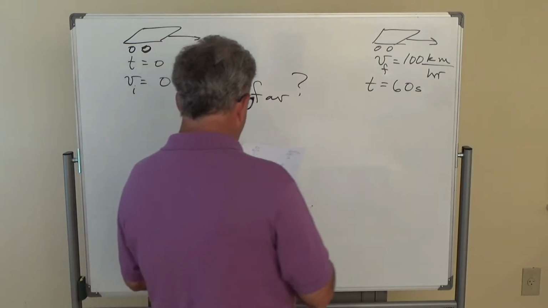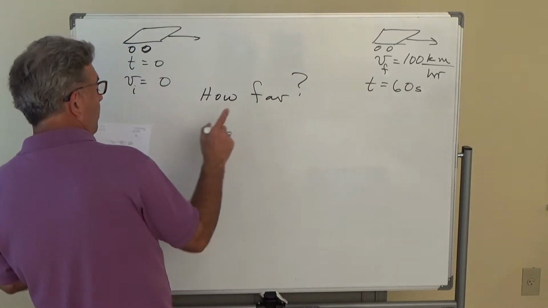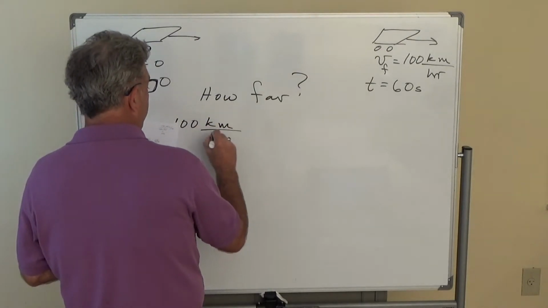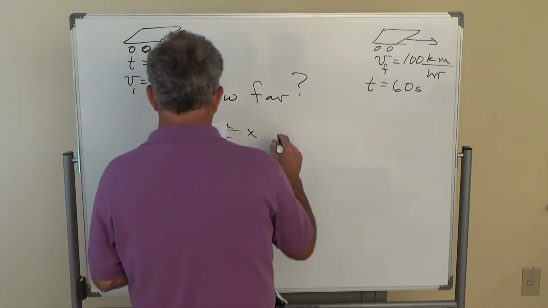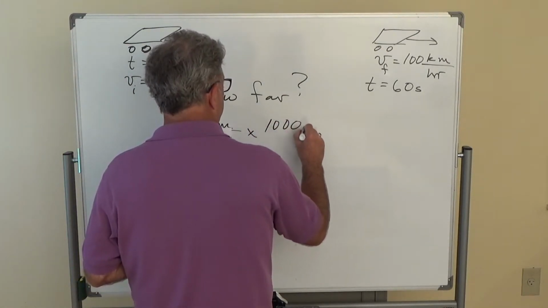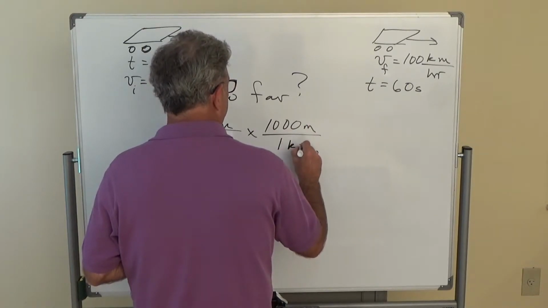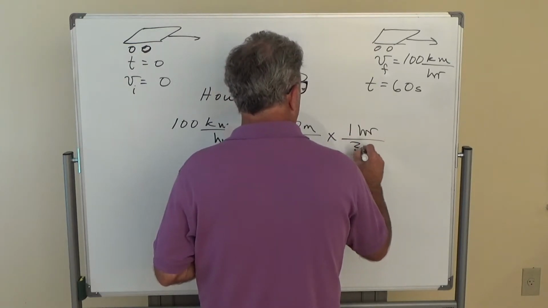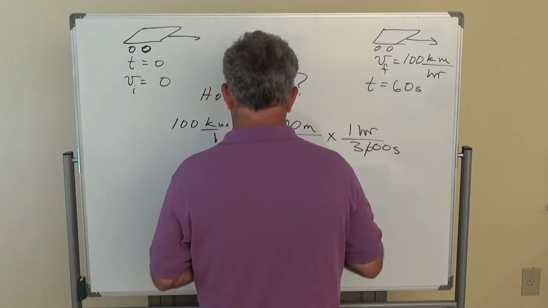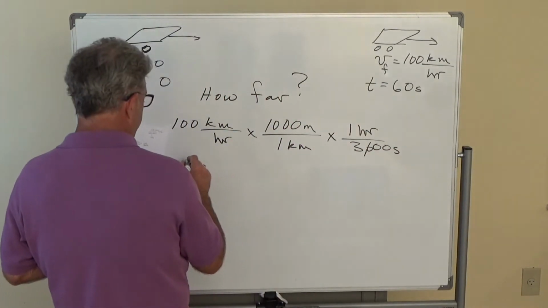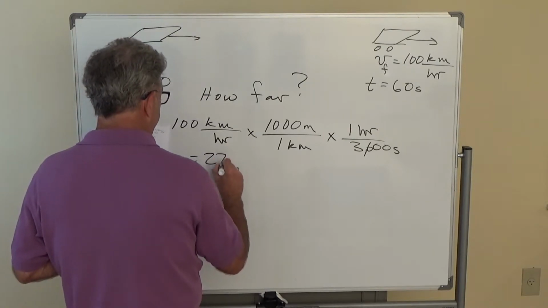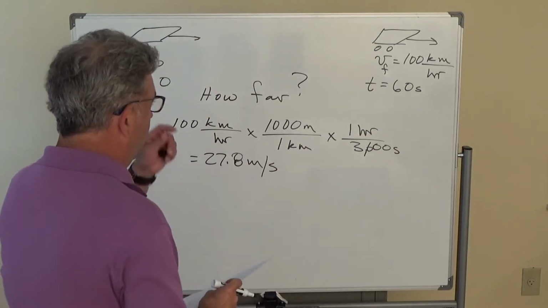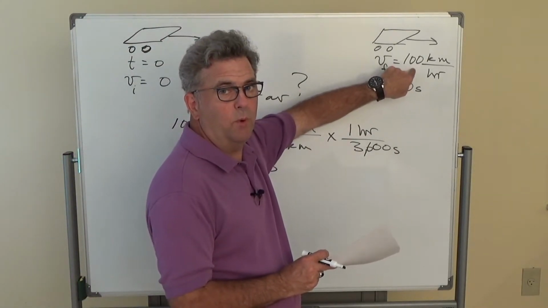All right, so I'm going to convert this to meters per second. 100 kilometers per hour multiplied by 1,000 meters per 1 kilometer multiplied by 1 hour is equal to 3,600 seconds. And let's see what I got. I got this equal to 27.8 meters per second. So V final is 27.8 meters per second.